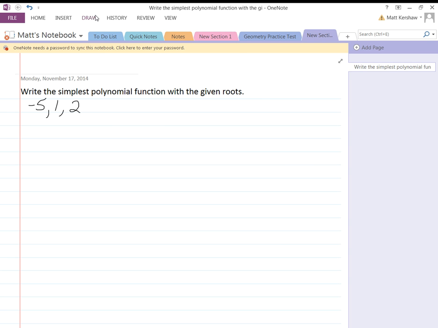All right, let's take a look at our first example. We're going to write a polynomial with the given roots. And so that -5 means that's a root, so it crosses the x-axis. And so as we're working backwards here, think about this -5, when I substitute it in as my x, when I plug it in, it makes the whole thing 0.